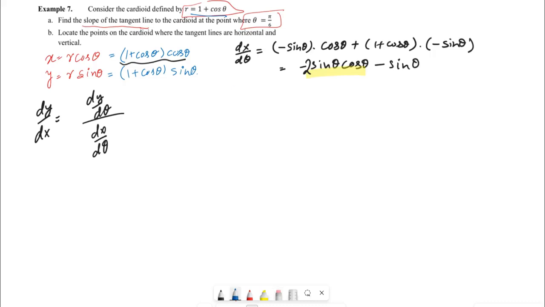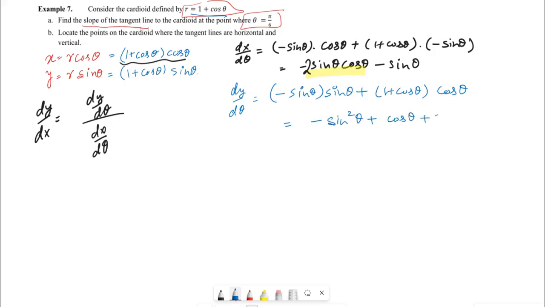Let's find dy by d theta also, similarly, by differentiating y. The derivative of 1 plus cosine theta is negative sine theta, times sine theta, plus 1 plus cosine theta, times the derivative of sine theta, which is cosine theta. That's negative sine square theta plus cosine theta plus cosine square theta.